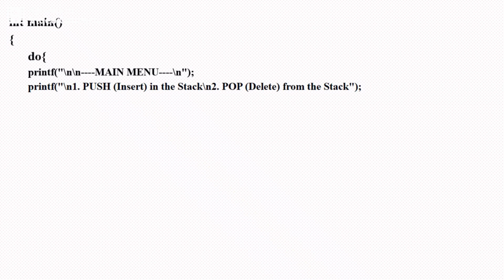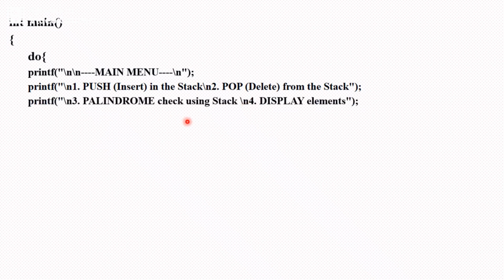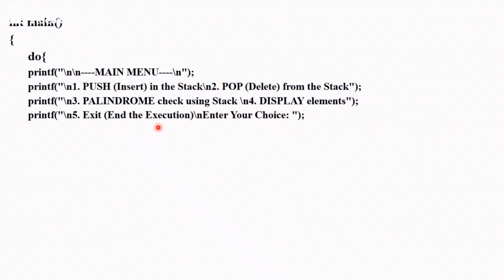Next, let's see the main function. It's again a menu driven program. That's why a menu needs to be there. So first I am going to include the first option as push. Next is pop. Then palindrome. After that display. And the fifth one is exit. And then I am asking the choice. Which option you want to perform? That means whether you want to do push, whether it's pop, etc.